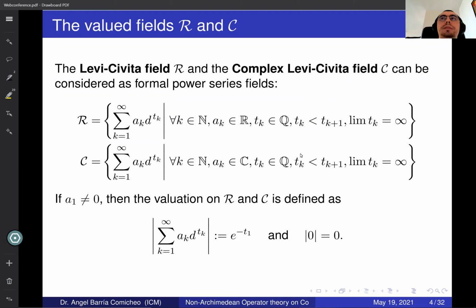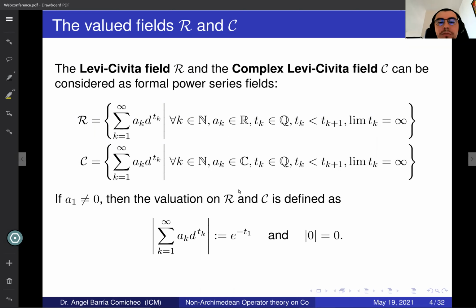But in the same way as p-adic numbers can have a power series expansion, the elements of the Levi-Civita field also can have power series expansions. On this occasion I will introduce the R script and C script as these power series fields, where the power series have coefficients in either real or complex numbers, and the exponents form a strictly increasing sequence of rational numbers that is divergent. The evaluation of these elements is simple to define. It will always be e to the power of negative t1, where t1 is the first exponent in the power series expansion, or in other words, the minimum of the support of these functions.